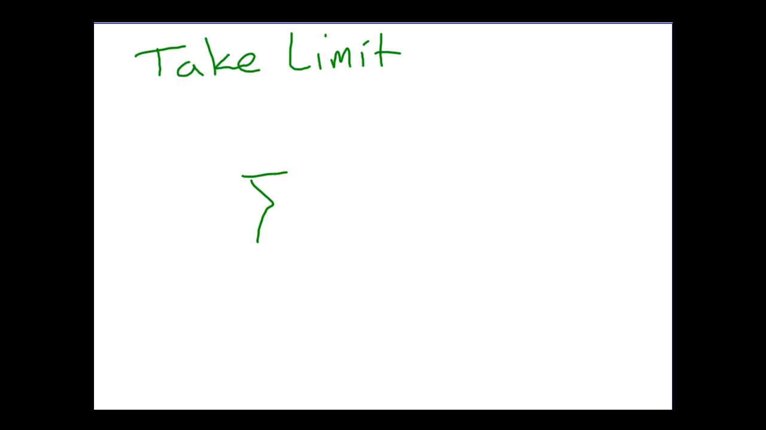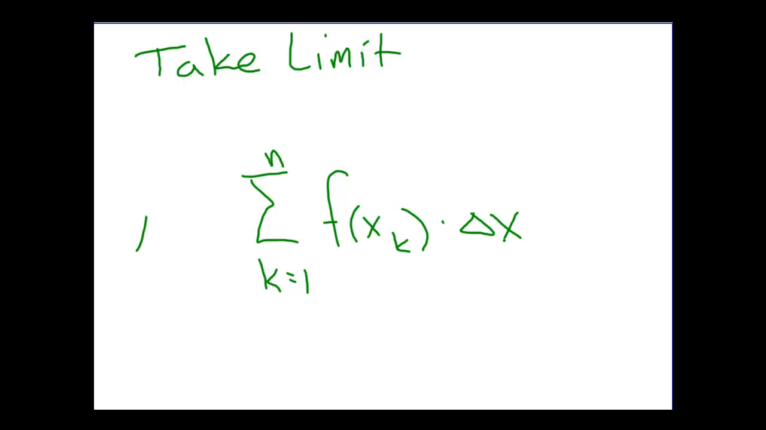We have here our area formula is the sum from k equals 1 to n. We have n rectangles, and we're taking the area of each rectangle and working out what that is. What we want to do here to make this even more accurate is take the limit as n goes to infinity. Look at an infinite number of rectangles.